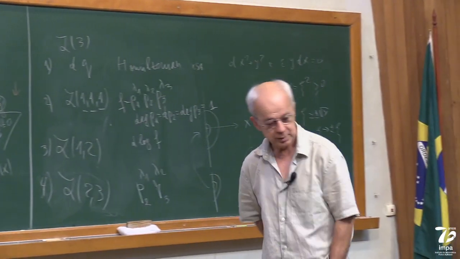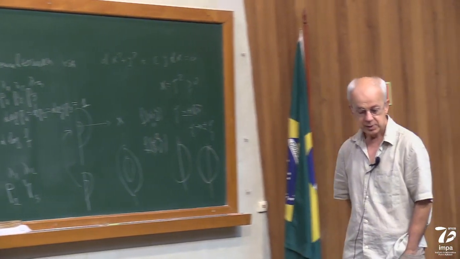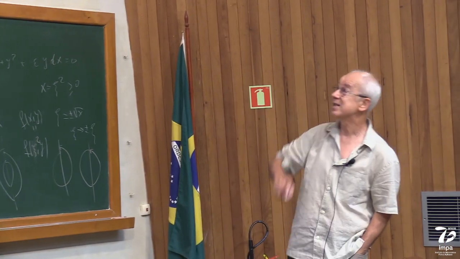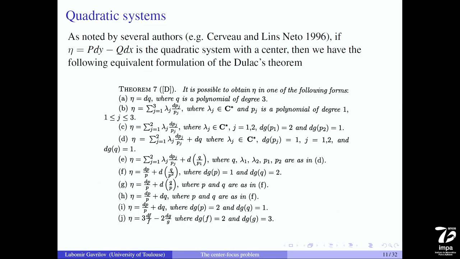You have to check this, because it seems to me that in this same paper of Lins Neto and Serrano, they mention somewhere, maybe not in this paper, that there are still 4 cases for the case on P2 without invariant line. But as you claim this, it's 5. I know that paper by heart. Okay, thank you. I believe that it's 4, but if you have checked, you are right.